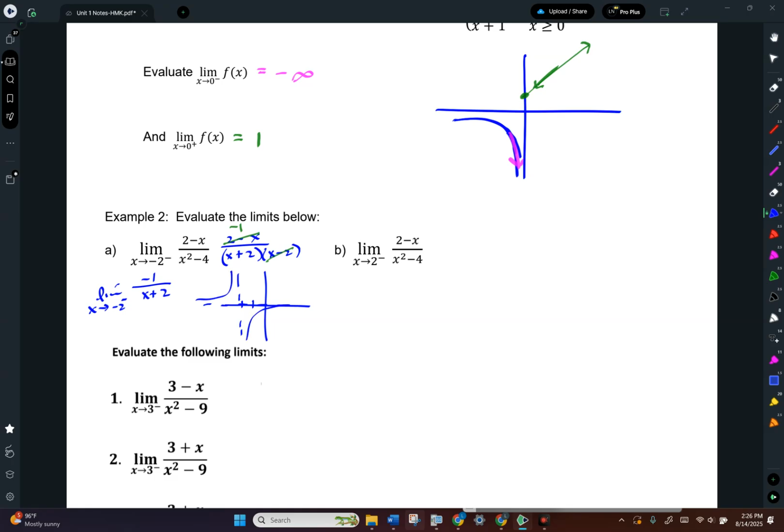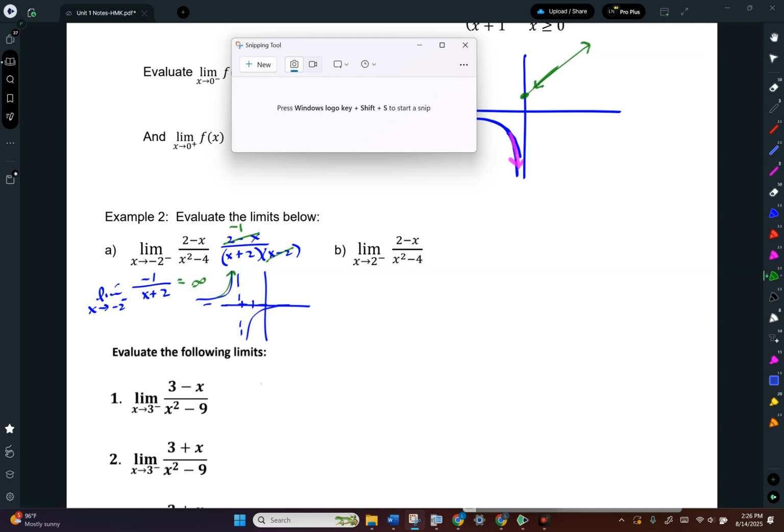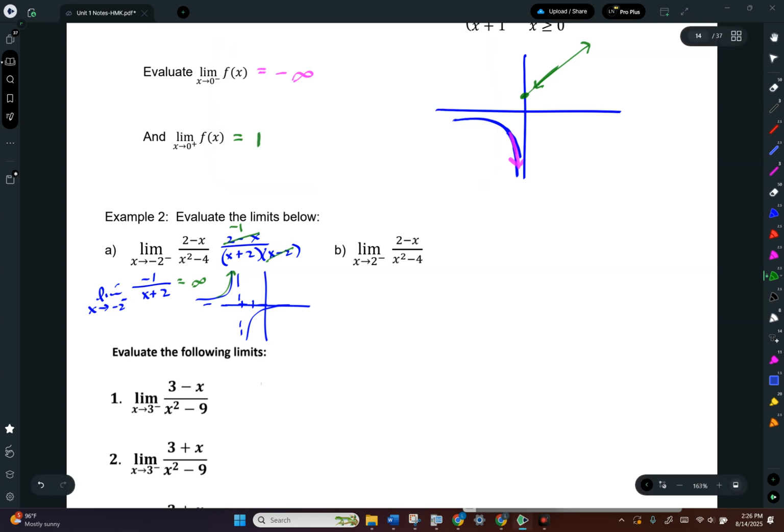Okay, so what's the limit as x approaches negative 2 from the left? Well, from the left, this is going towards positive infinity. Notice letter B, if I had said from the right, I could have said negative infinity. Notice letter B. Isn't that the exact same graph? Okay, so let's look at the exact same graph.